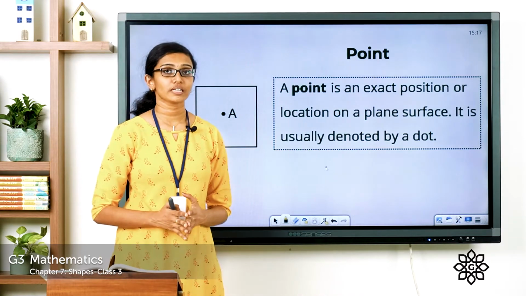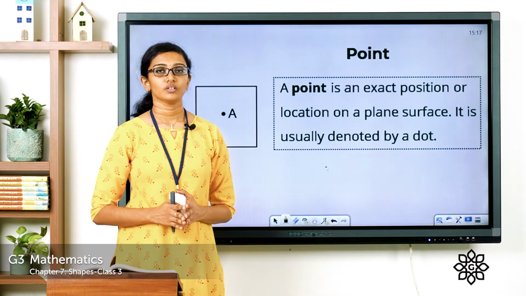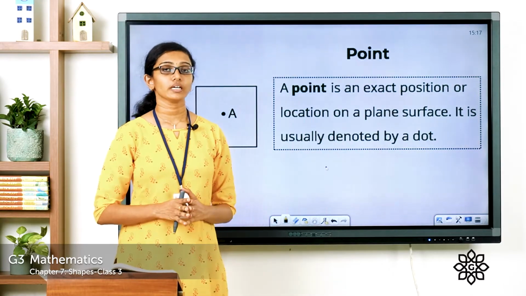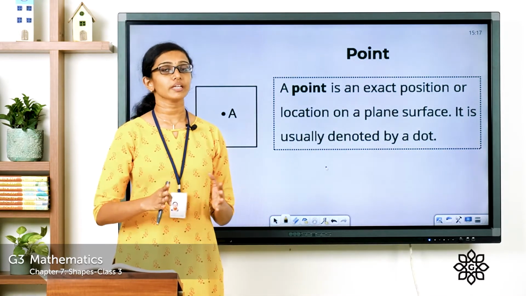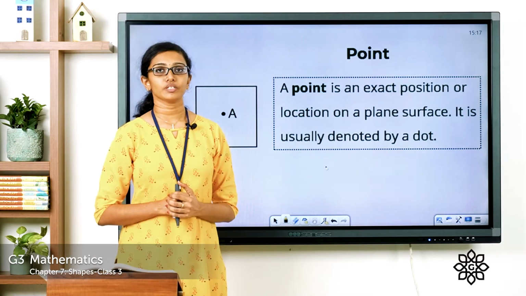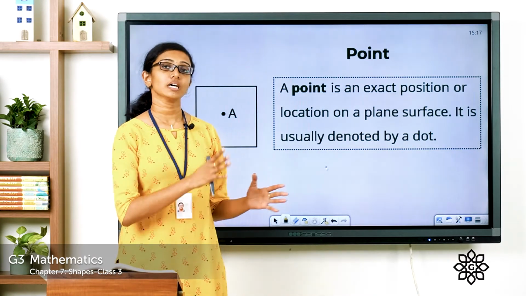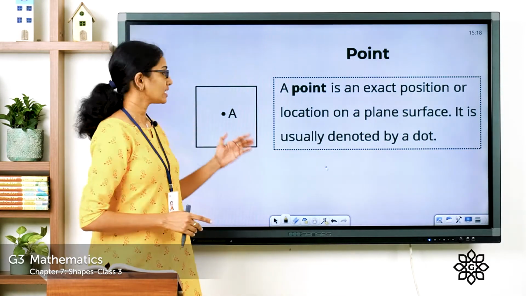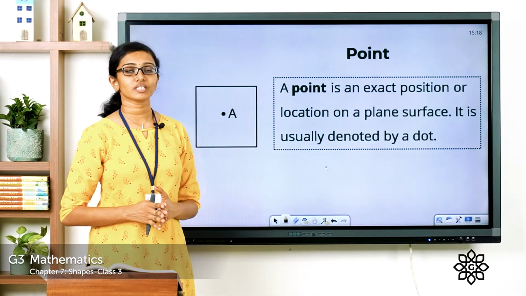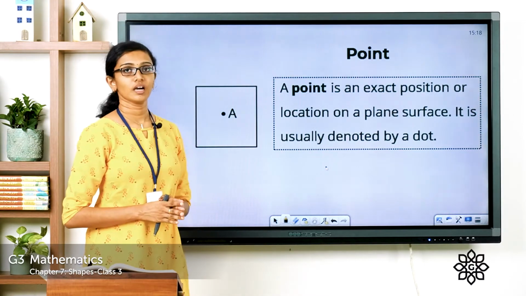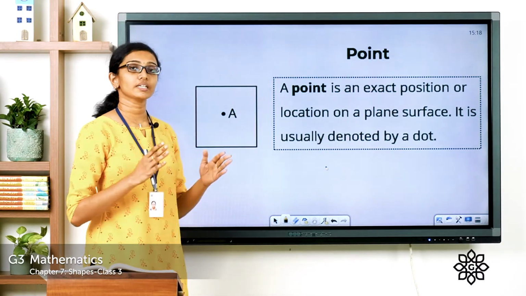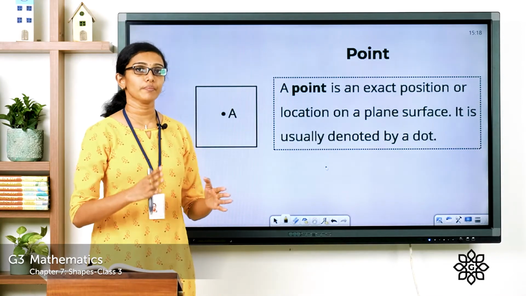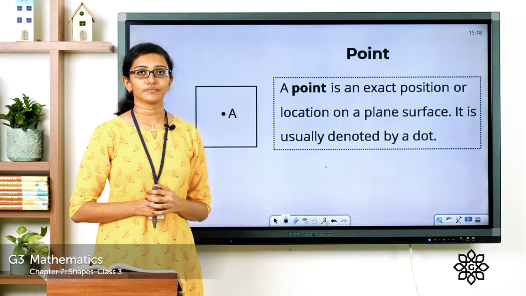The size of a dot is very negligible. You cannot actually measure the size of a dot. So you can say a point is something which does not have any measurements or any dimensions, or we say a point is zero dimensional. Clear? Here you can see an example of the representation of a point. Here you can see a dot and it represents the point A. We usually name a point by using a capital letter.